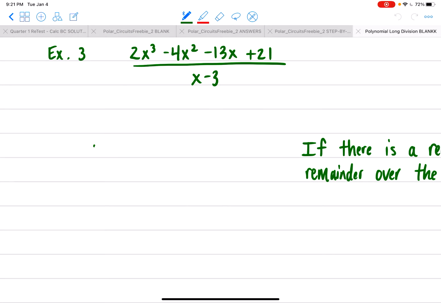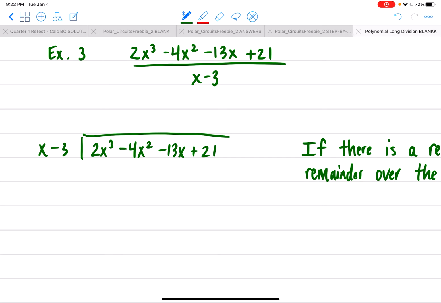You ready? So we got 2x cubed minus 4x squared minus 13x plus 21. And we're going to divide that by x minus 3. So the game here is how many times does x go into 2x cubed? And the answer is 2x squared. That's what we would need to multiply x by to give us 2x cubed. So we're going to multiply now. So we have 2x cubed, and then 2x squared times negative 3x, or sorry, times negative 3.